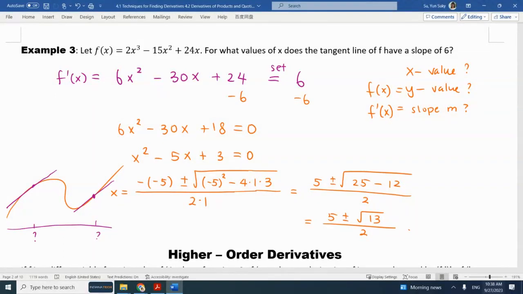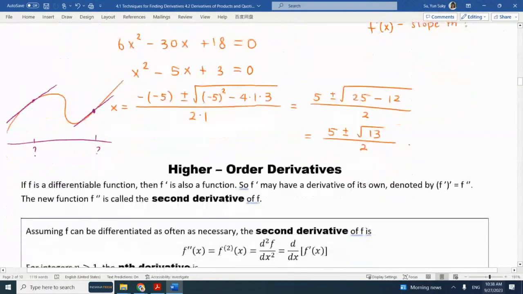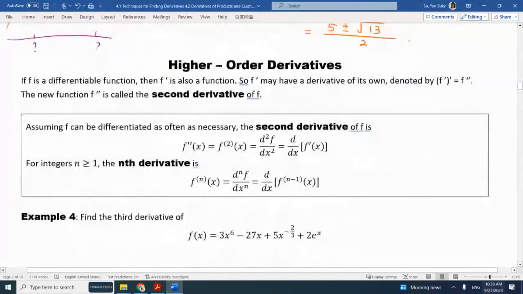Okay, that's example 3. Now higher order derivative. So if f is a differentiable function, then the derivative is also a function. So the derivative might have a derivative of its own, right? So we can denote the derivative of the derivative as the second derivative. Okay, so f prime is the first derivative. f double prime is the second derivative.